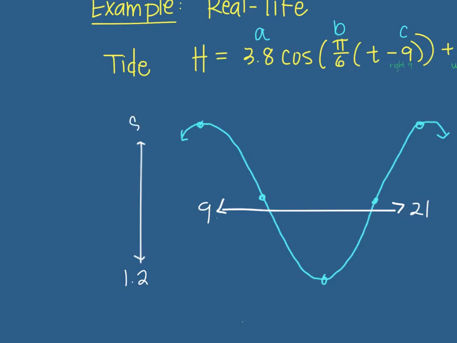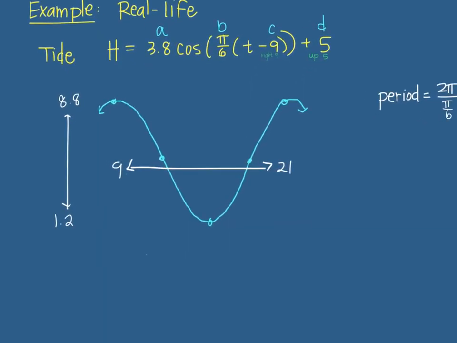Okay. This graph tells a story. At 9 a.m., okay, which is here, how high is the tide? 8.8 meters. What about at 9 p.m., which is 21 hours later? How high is the tide? 8.8 meters. So when is high tide? 9 a.m. and 9 p.m.